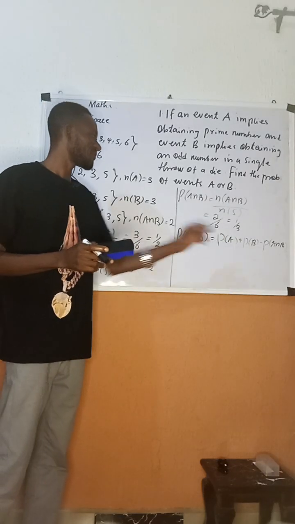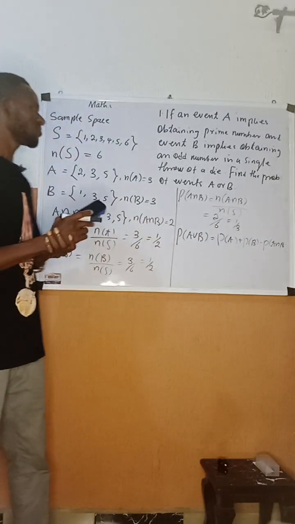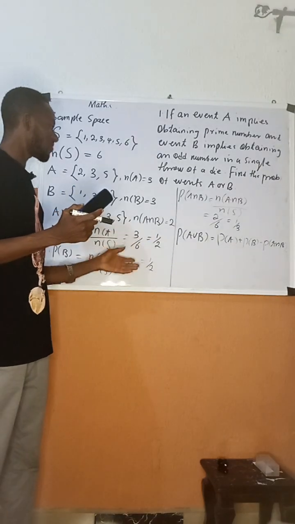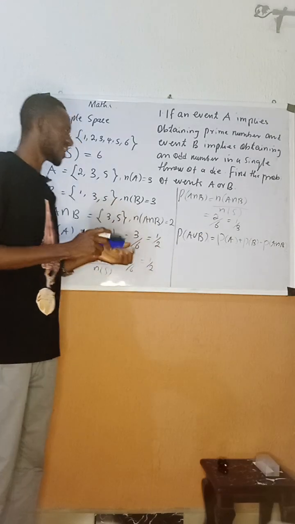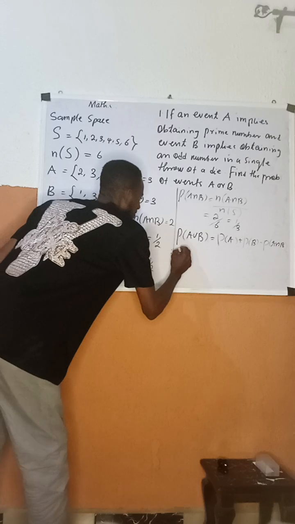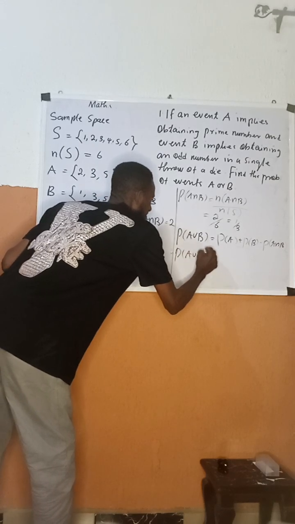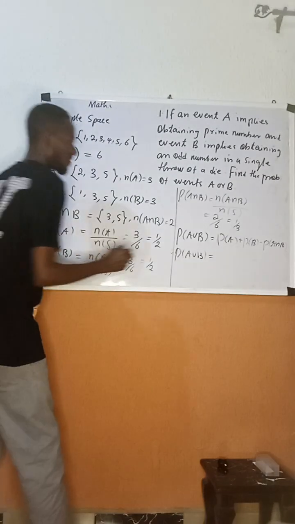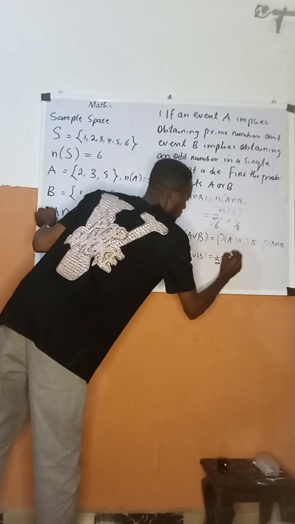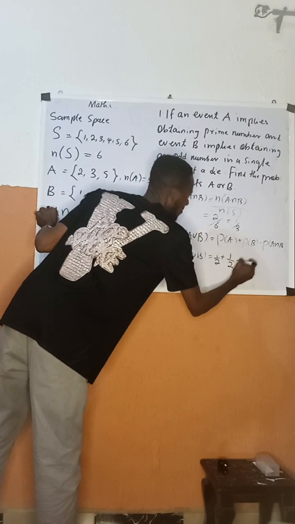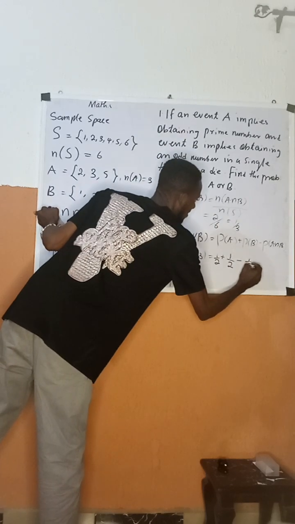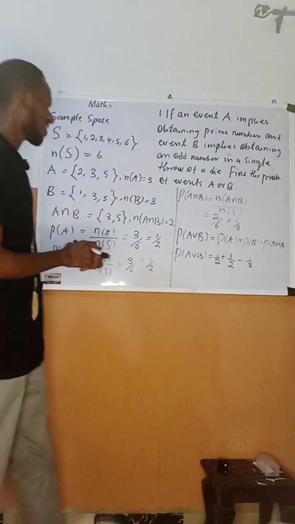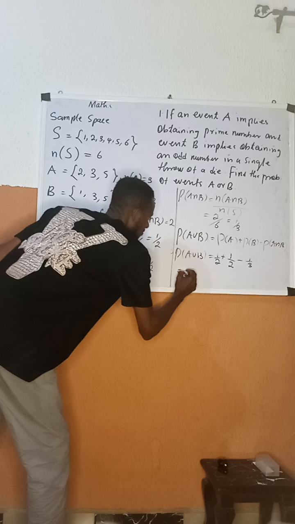We have obtained the probability of A, the probability of B, and the probability of A intersection B. So we are going to plug these computed values into the formula. Therefore P of A union B equals: probability of A is 1 over 2, probability of B is 1 over 2, so we have 1 over 2 plus 1 over 2, minus what we have here, 1 over 3. The LCM of 2 and 3 is 6.